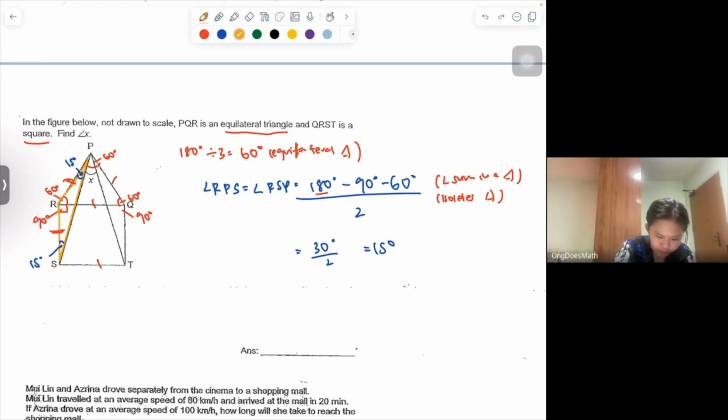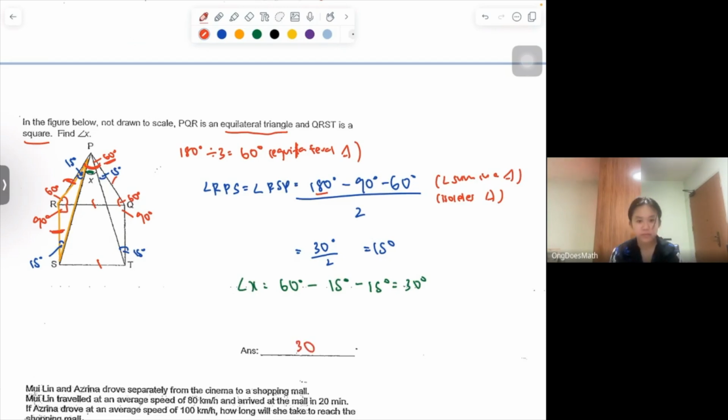So like I said, the orange triangle is equal to the green triangle, which means all the angles will be the same, which means that this guy is also 15 degrees. This guy is also 15 degrees. So to find out what x is, right, can you see that you just need to take 60 minus 15 minus 15. So to find angle x, you just have to take 60 degrees minus 15 degrees minus 15 degrees, and that should give you 30 degrees. So the answer is 30 degrees. I hope it's clear. If you have any questions, you can leave it down in the comment section below.